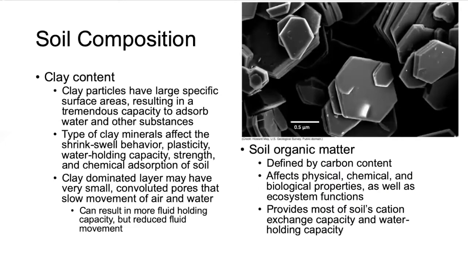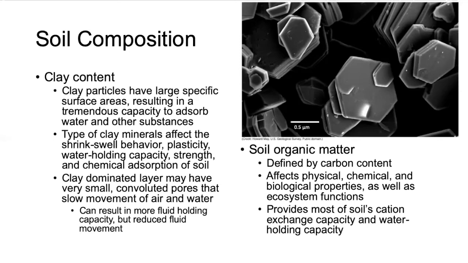So a little bit more about the soil composition. This would be clay content, because we talked about how colloidal particles are where a lot of the chemistry is happening with the soils. So clay particles, they have large specific areas, and this results in a really tremendous capacity to absorb water and other substances. And the type of clay minerals is also important because that affects the water holding capacity and the chemical absorption of the soil, which are of particular interest when we're talking about contamination and how that contamination is interacting with the soil. So the clay-dominated layers might have very small, convoluted pores, which slow the movement of air and water. And this can result in more fluid holding capacity, but reduced fluid movement.